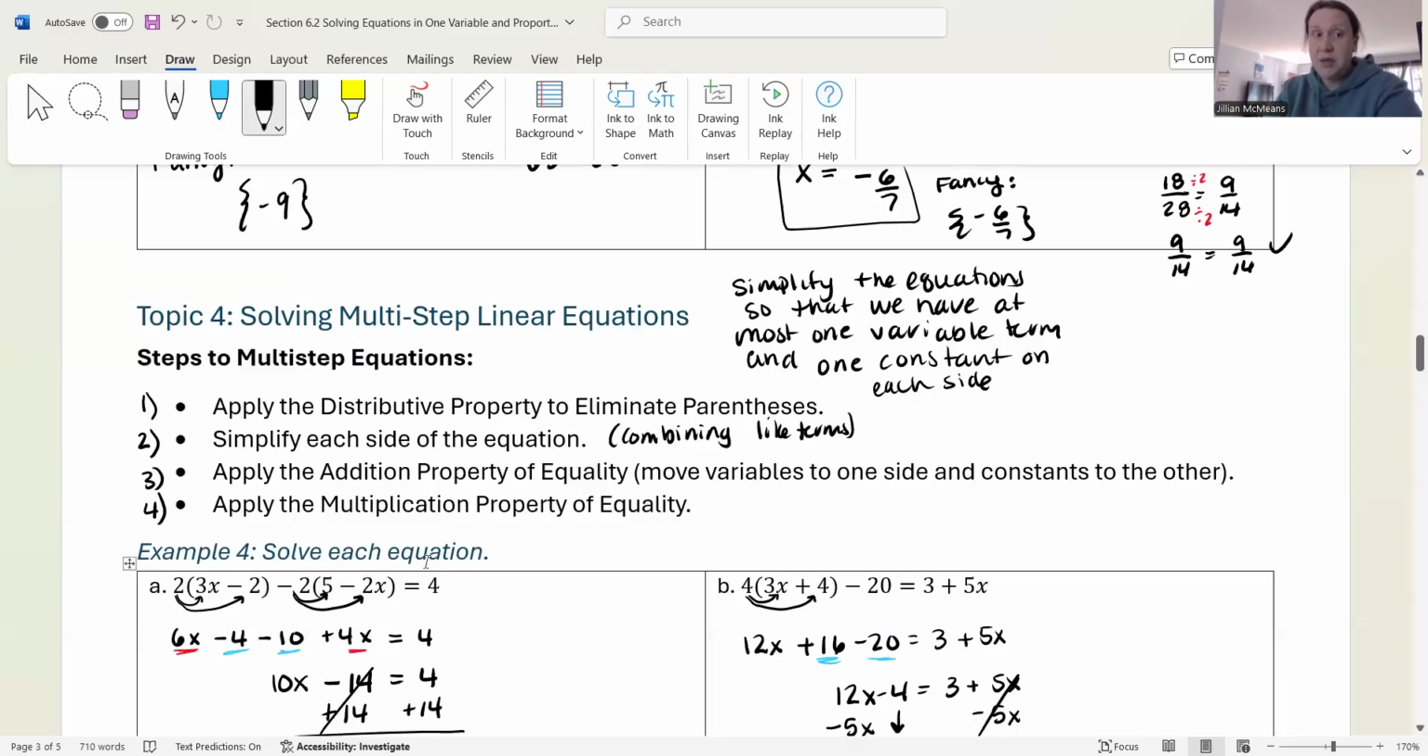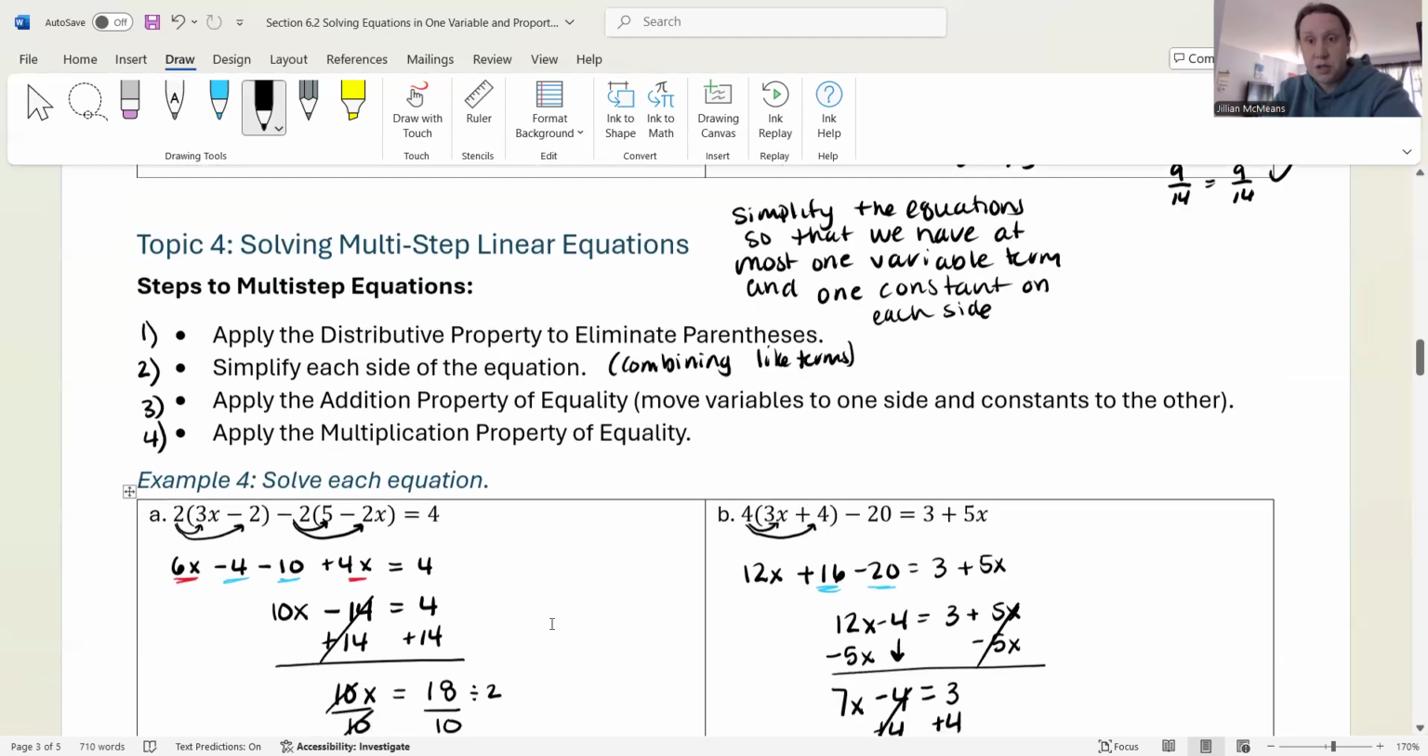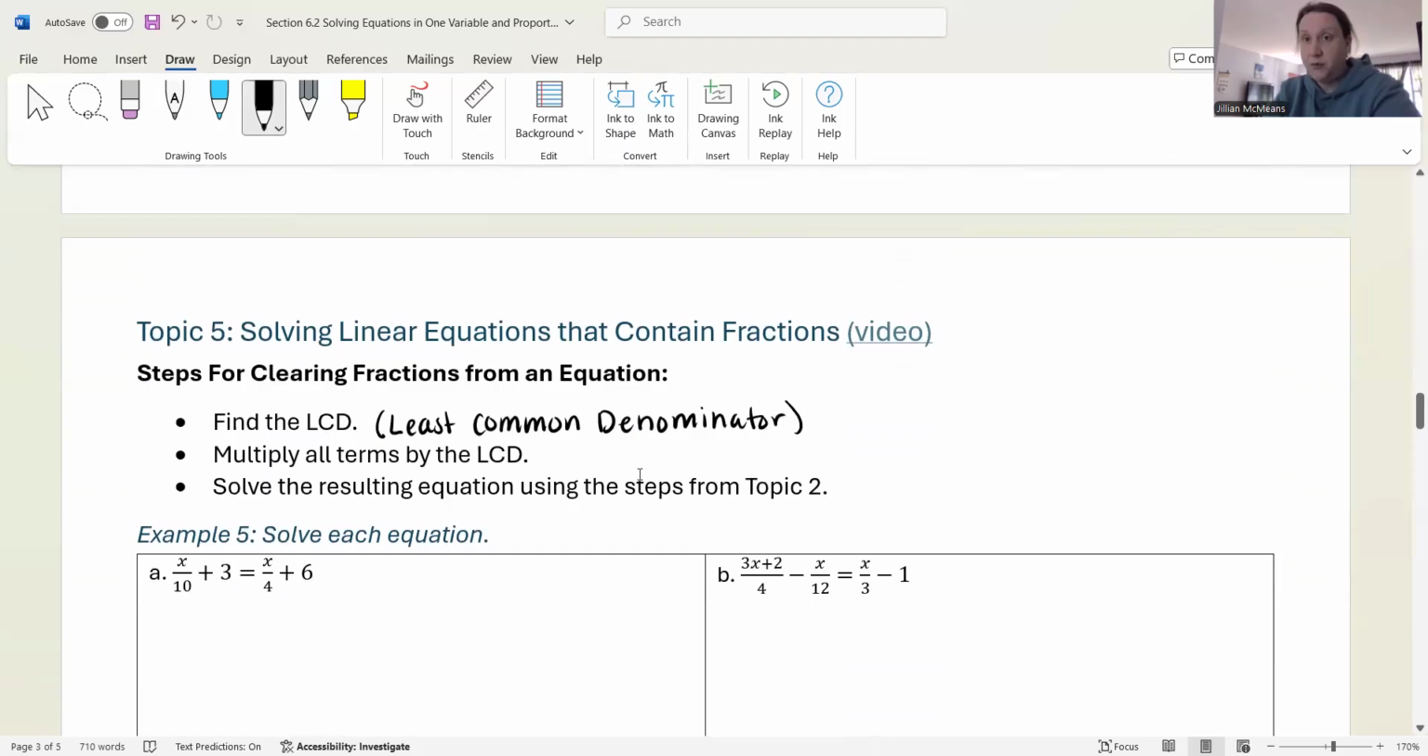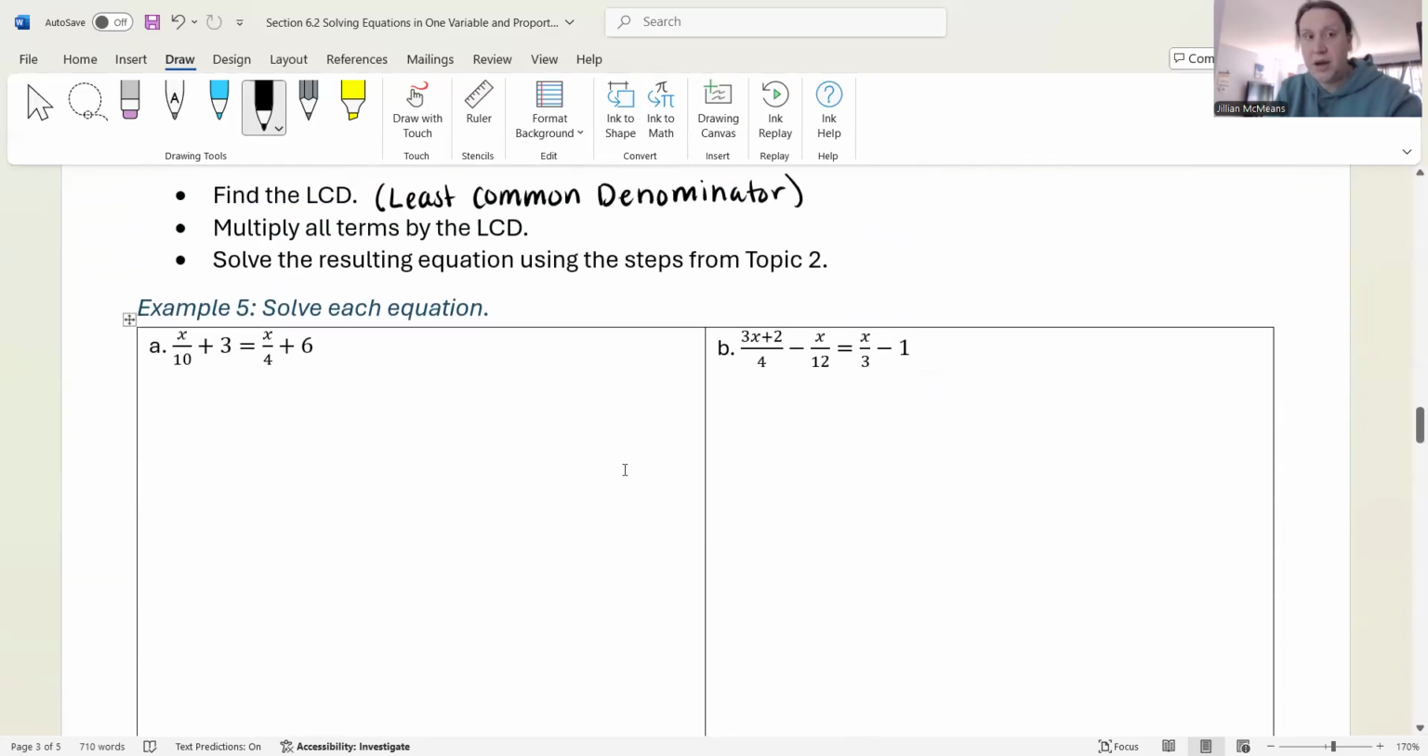Once you have done that, you then apply the addition property of equality to get all of the variables on one side, generally the left, and all of the constants on the other side. And then at the very end, you apply the multiplication property of equality to undo the multiplication of the variable and its coefficient. Okay, so when you're clearing fractions, you just have this extra step before the regular 4 steps of doing the clearing of the fractions.